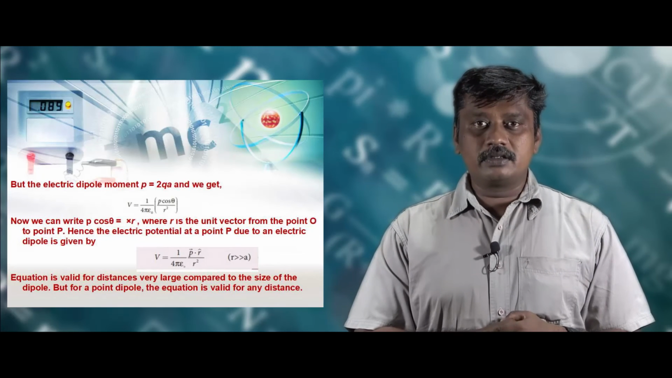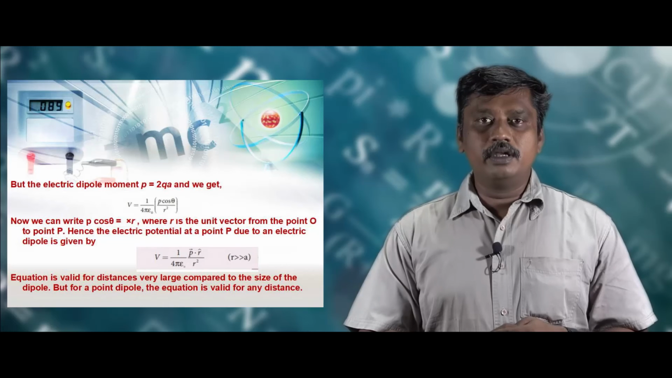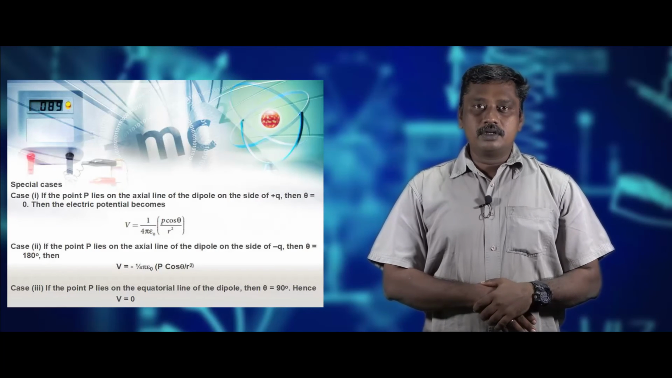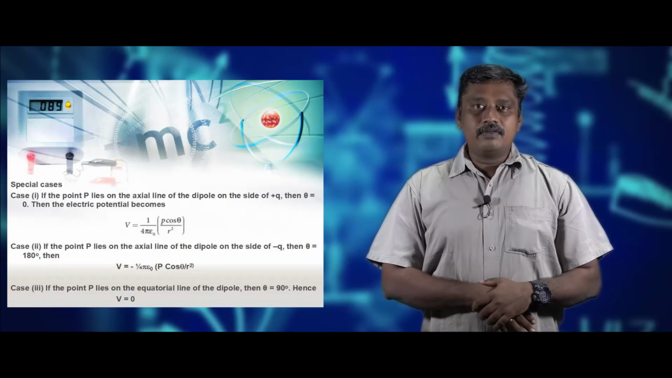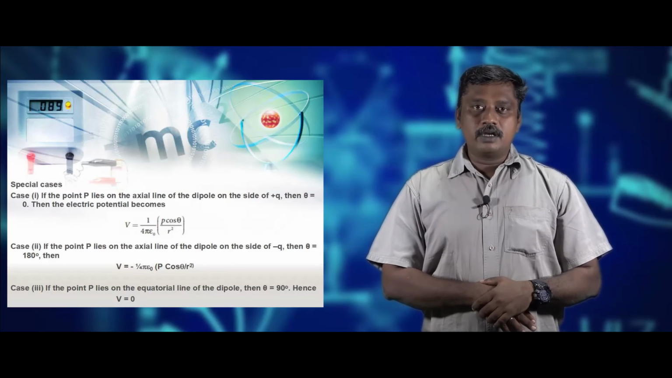What are the special cases? From the results obtained, we can have three cases which depend upon theta. Special cases, case 1. In case 1, theta is equal to 0. It means that the point lies on the right side of the plus q charge. If it lies on the right side of the plus q charge, then the potential V will be equal to 1/4 pi epsilon naught, p cos 0 by r square. Cos 0 is equal to 1. So the result will be V is equal to p/4 pi epsilon naught r square. So this is case 1.